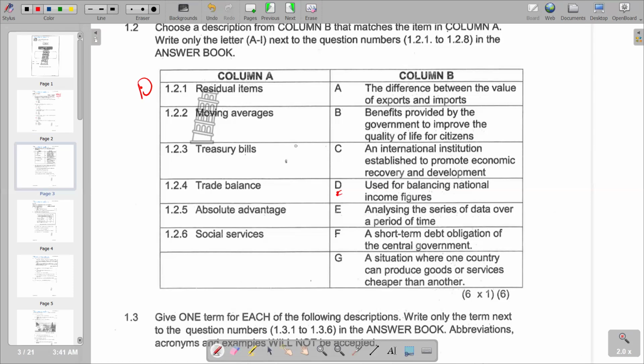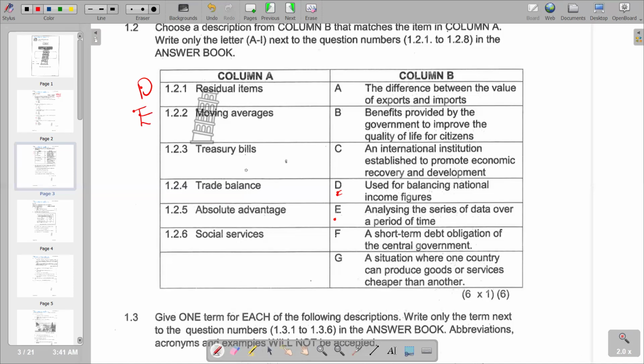But moving averages, we can explain it from the point of view that it's a technical indicator that market analysts and investors may use to determine the direction of the trend. So basically, within that context, we can go to column B and try to see which explanation matches that. If you go to E, it's saying analyzing the series of data over a period of time. So obviously this becomes moving averages. Then E is the correct response.